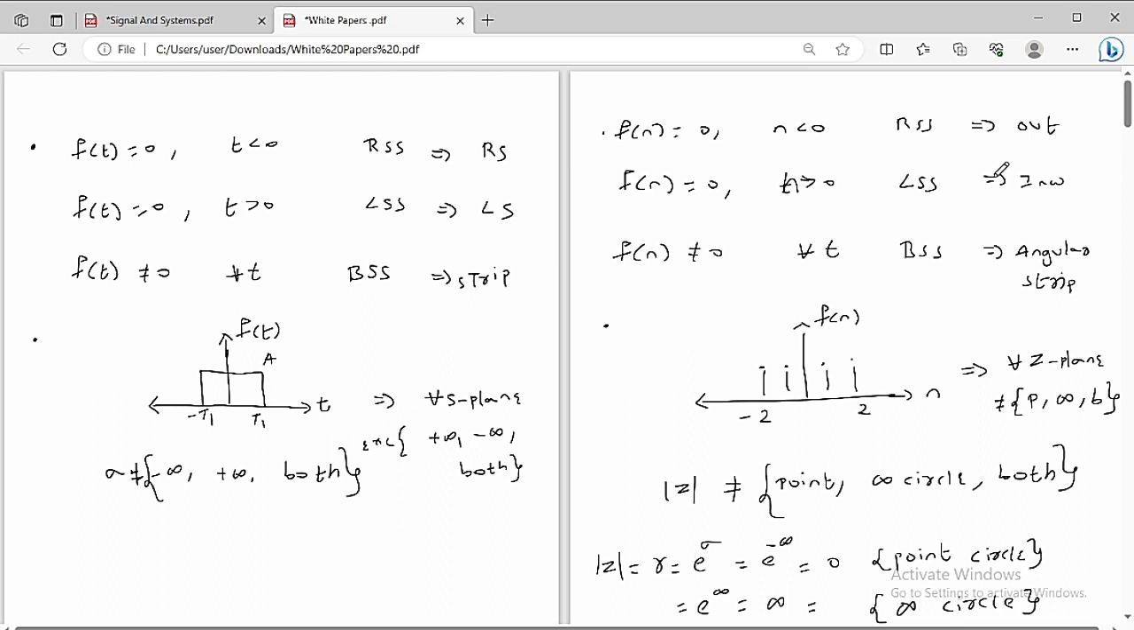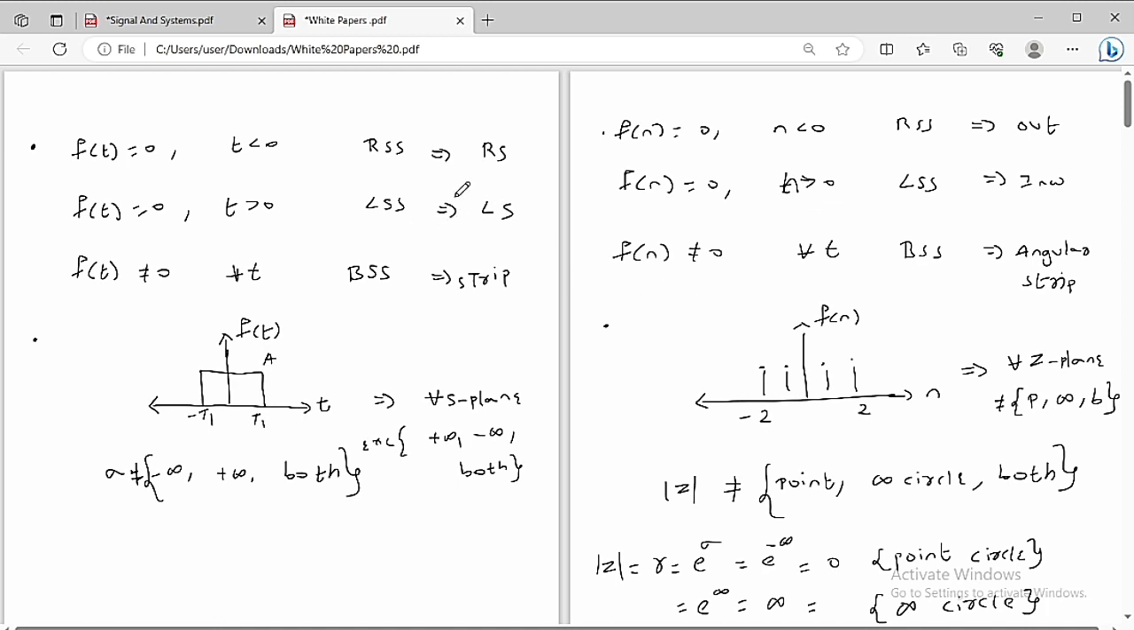Similarly, in the case of the z-domain, if the ROC is outside of a circle, the given signal is a right-sided signal. If the ROC is inside of a circle, we can say it is a left-sided signal. If the ROC is an annular strip, we say it is a two-sided signal or both-sided signal. And if the ROC is all over the z-plane, excluding either the point zero or infinity or both, then we can say it's a finite duration sequence.